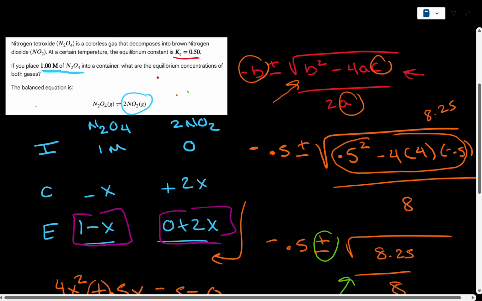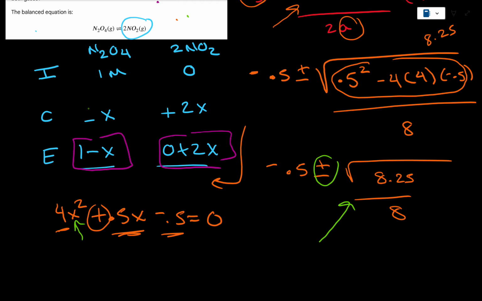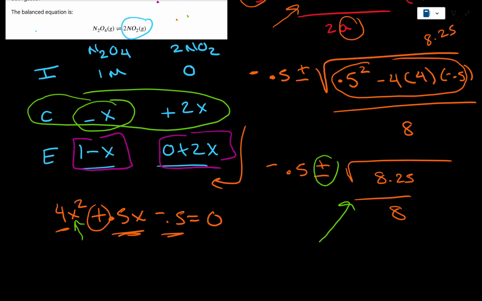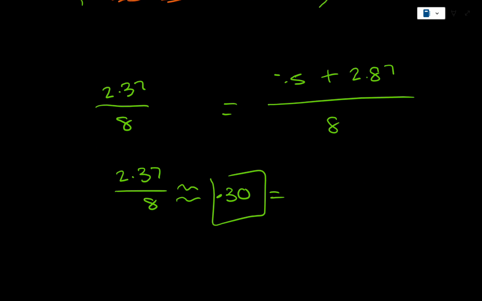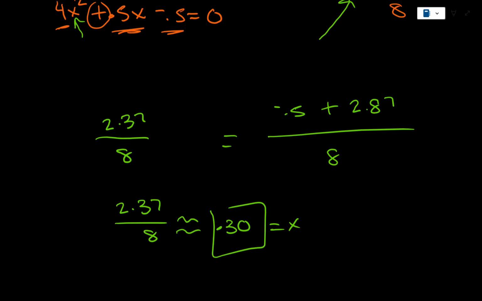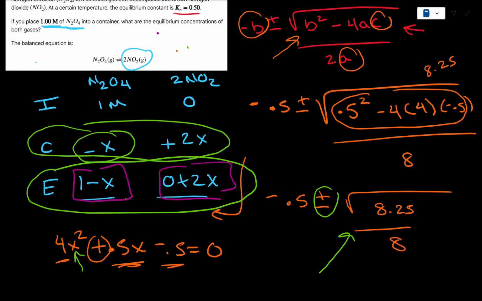Now, what is this number? This equation was used to solve for x. And what does x represent? X represents the change, right? Because we use that variable to represent the change. So this number right here is x. So now, all we have to do to find the equilibrium values is substitute x with 0.3.